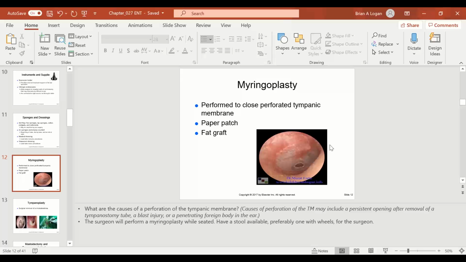Also, the same approach is done for myringotomies. A myringotomy is to treat that swimmer's ear, that otitis media, the infection in the middle ear. You're trying to get that fluid to drain. So you're purposely going to go in and make a little hole, and then you're going to put a tube in there. That's like a grommet.